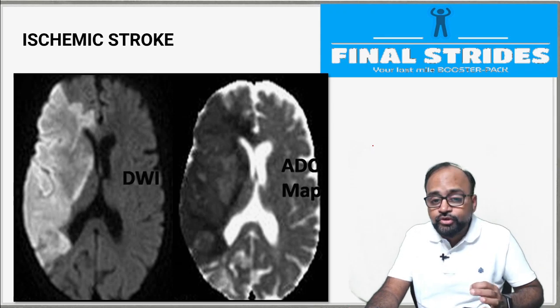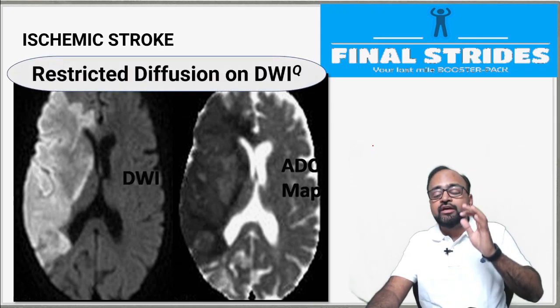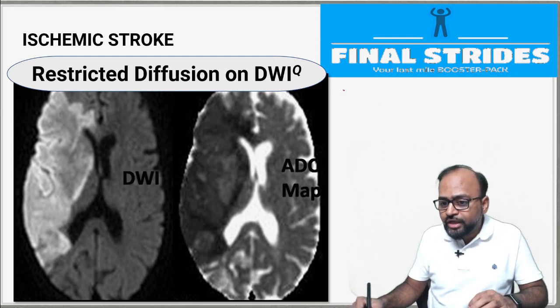Now we come to ischemic stroke. Remember, the patient presents with hemiplegia, hemiparesis. Remember the earliest modality.